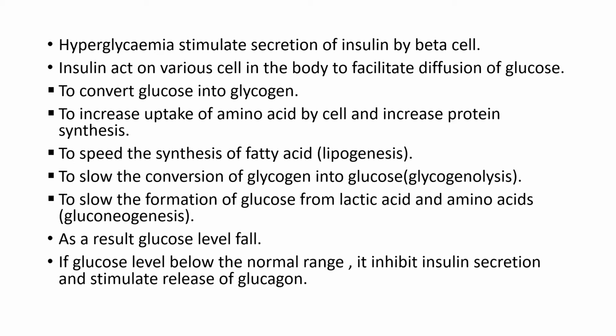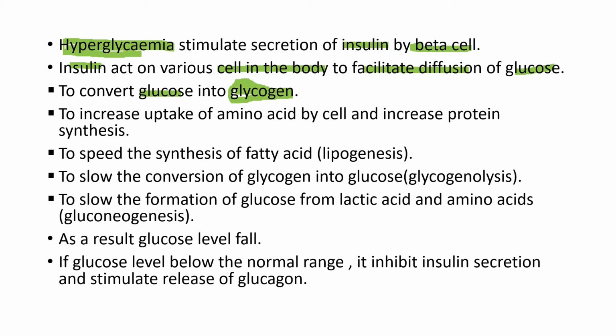Hyperglycemia stimulates the secretion of insulin. Insulin is secreted in response to hyperglycemia from the beta cell. Insulin acts on the different cells of the body to facilitate diffusion of glucose. First, it converts glucose into glycogen, which is a storage form of energy. So, to decrease the level of glucose in the body, the glucose is converted into glycogen by insulin.